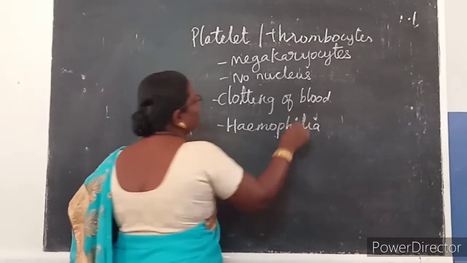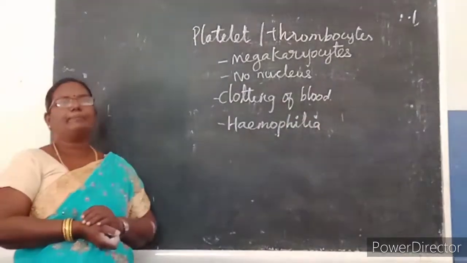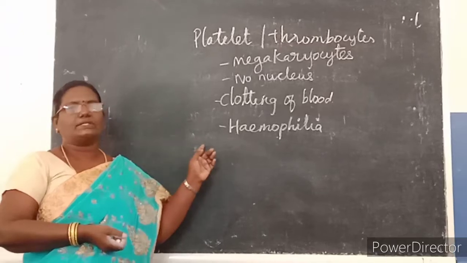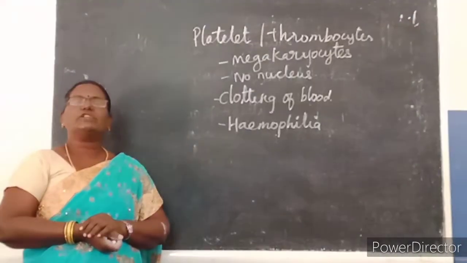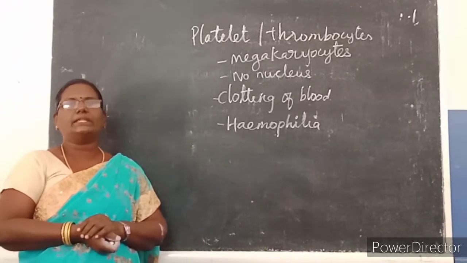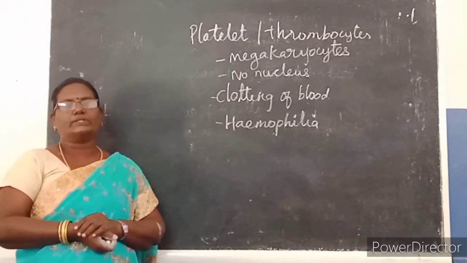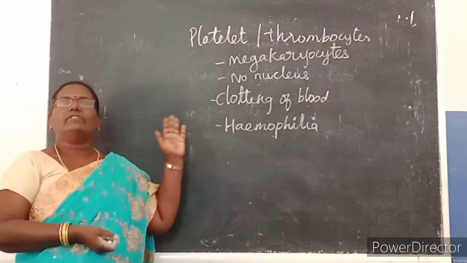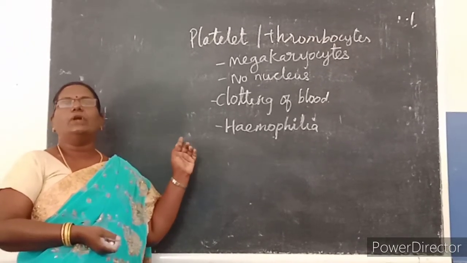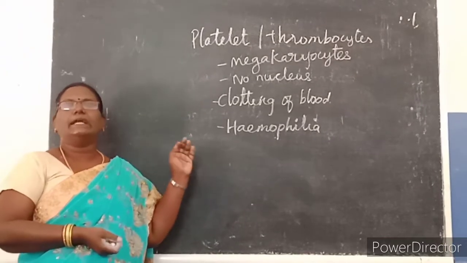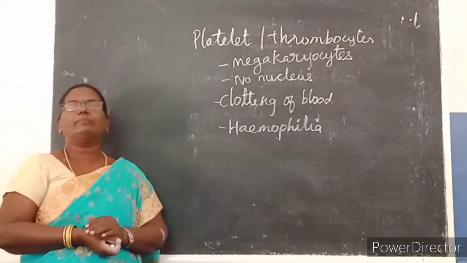It leads to the excessive loss of blood from the body. Thrombocytes are produced from the special bone marrow cell that is known as what? Megakaryocytes. There is no nucleus. If the platelet number decreases, it leads to the bleeding disorder known as what? Hemophilia. That is an excessive loss of blood from the body.